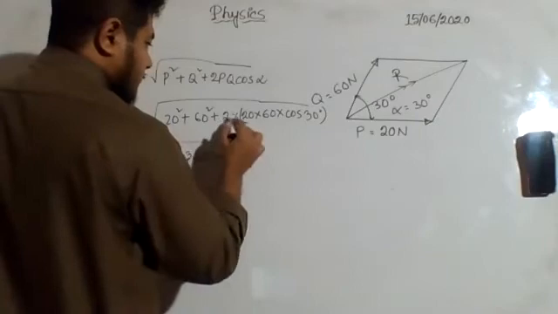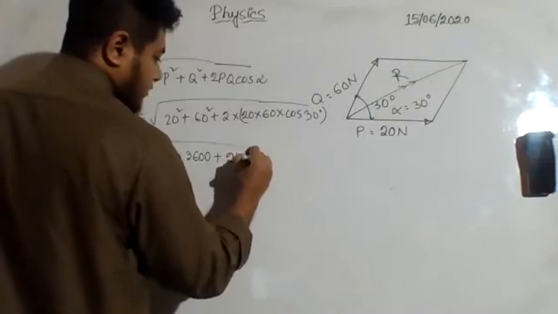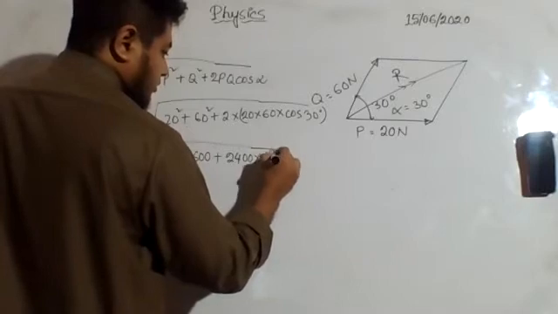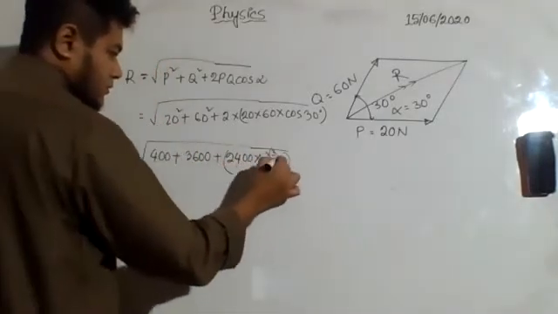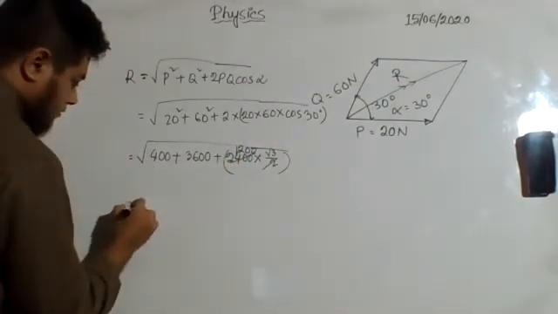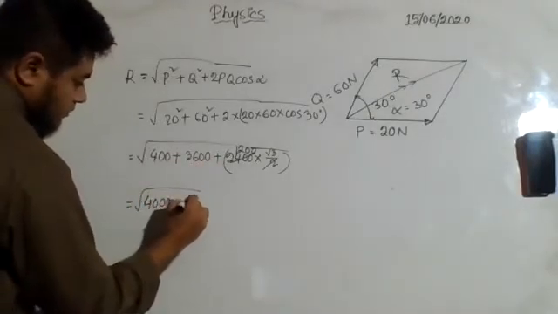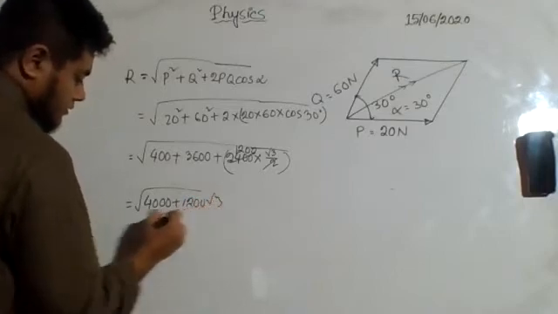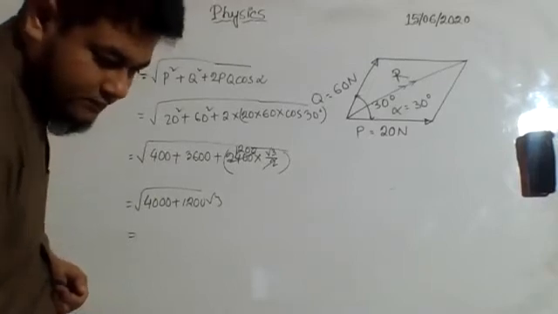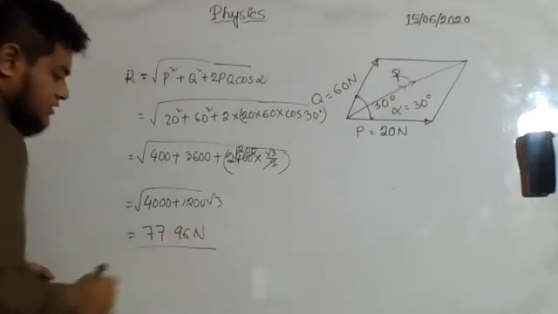And 2 times 20 times 60 is 2400, into cos 30, which has a value of root 3 by 2. So it will become 1200 root 3. So 400 plus 3600 plus 1200 root 3. From here, if I do the calculation, I will get the answer 77.96 Newton. Kindly do the calculation yourself and check whether this answer is correct or not.